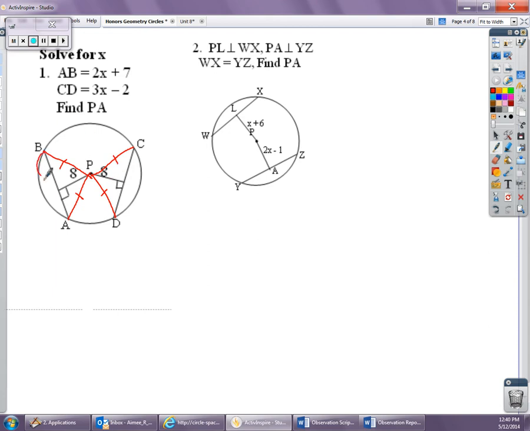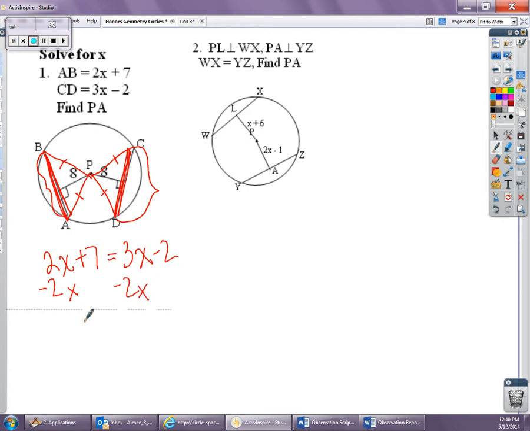Therefore, I am given an expression for AB and I am given an expression for CD. So I know that this segment is congruent to this segment because the two triangles are the same. So essentially all I'm going to do is set those two expressions equal to each other, and then solve them. Okay? So there's my equation. I am then going to solve for x, and I get x is 9.